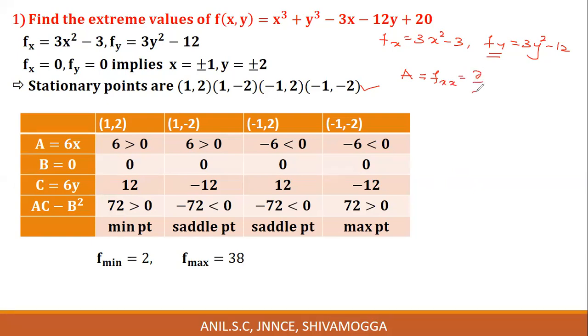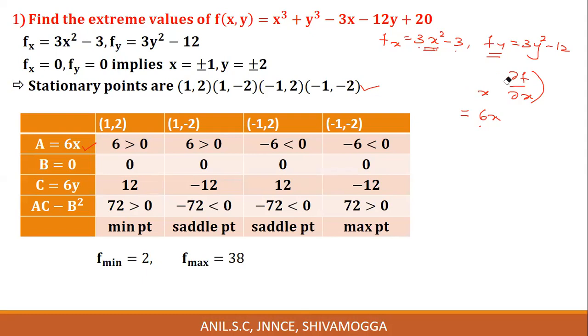Fxx means del by del x of del f by del x. Del f by del x is this function. Differentiate this with respect to x. Derivative of 3x square with respect to x is 6x. Minus 3 is a constant, its derivative will be 0. That's what I have done. A is equal to 6x.